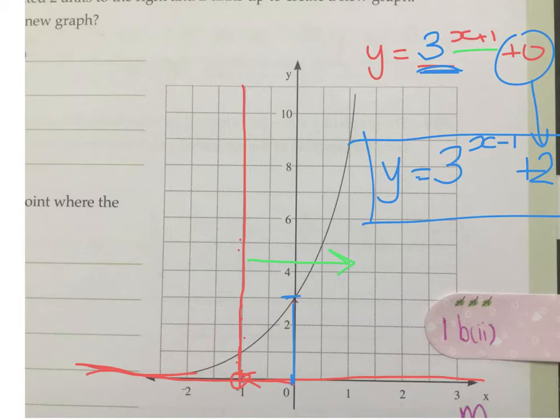Okay, fair enough? Now that we know that equation, so it's y equals 3 to the power of x minus 1, plus 2. There's my formula. Now, they wanted to find the y-intercept for the new graph. Right, so the y-intercept they asked for occurs when x is 0.